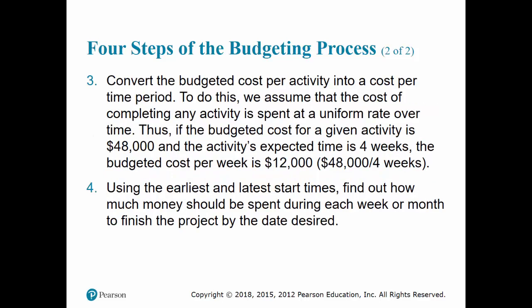Then the next step is to convert the cost that we have determined into cost per time period, usually week. If the project is monitored on a weekly basis, suppose the budgeted cost is 5,000 and it takes 5 weeks, then each week we need $1,000 for that activity. So we're going to assume a uniform, or linear, rate in terms of budgeting.